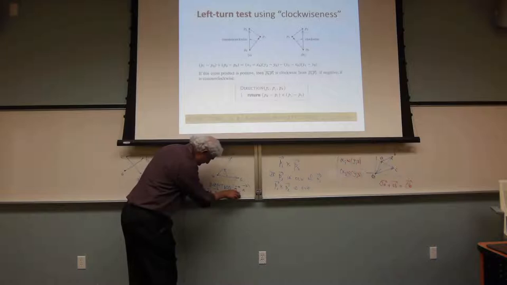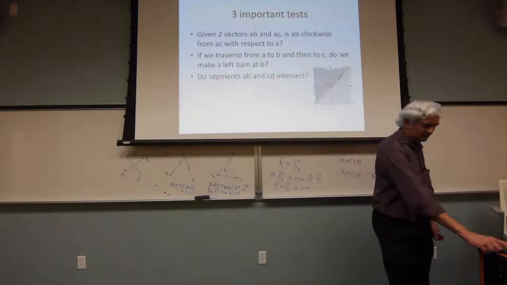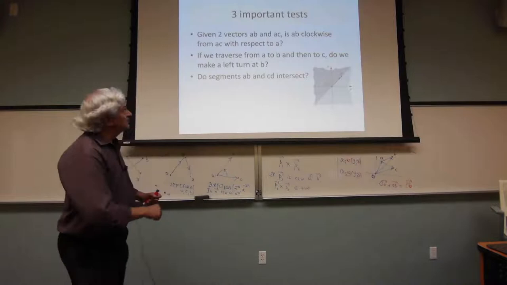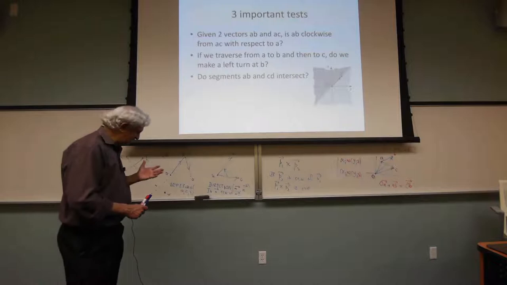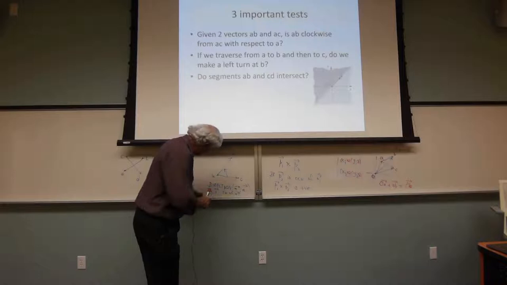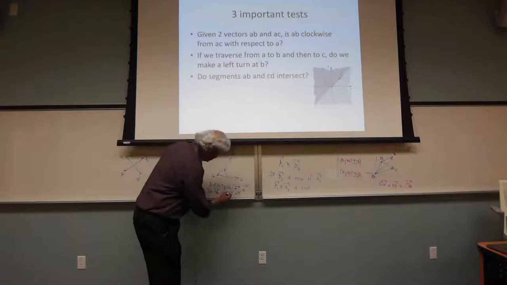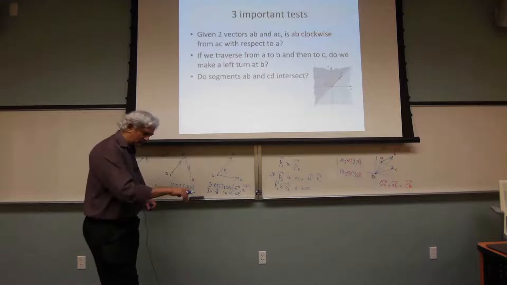The way I had it framed, let me look at the question again. Yeah, so it says, given two vectors AB and AC, is AB clockwise from AC? Everything was different here. Is AB clockwise of AC? That's really the question, right? That's the same as if AB is clockwise of AC, then it's going to go into the board. So I would rather do AC times AB.